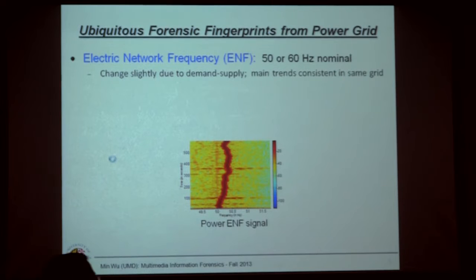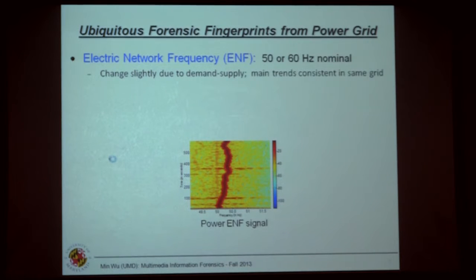The color is in the log domain, so you are seeing the signal over the whole range. We are seeing the signal over a bigger range, but here we did some pre-processing just to zoom into the frequency range around 50 hertz. We used a bandpass filter to suppress the other frequency ranges, and we are going to see some more.